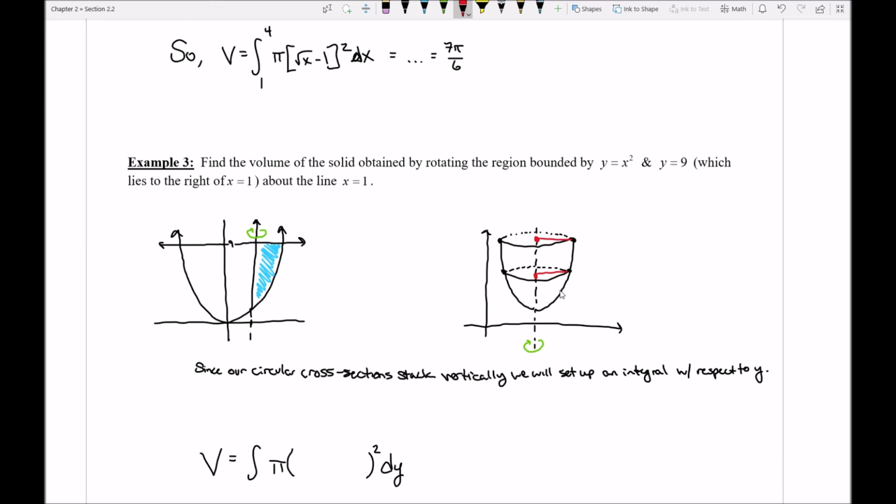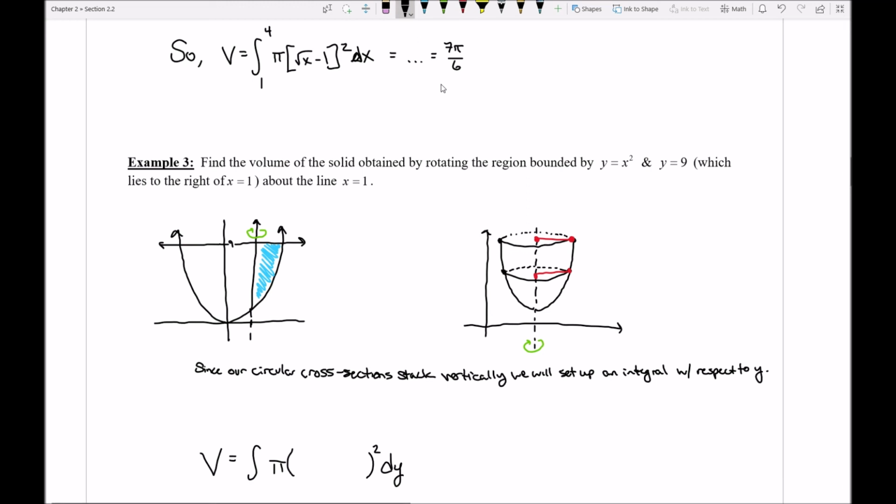Notice I want to find how long those radii are. They're not all the same, right? Radii near the top are going to be a little bit bigger than radii down near the bottom. So in order to figure this out, I'm going to need an x coordinate for these red points on the left side and x coordinates for red points that are on this outside, this right side.